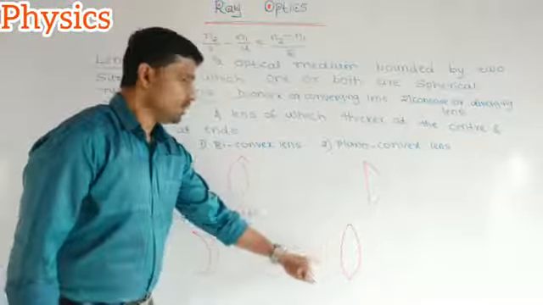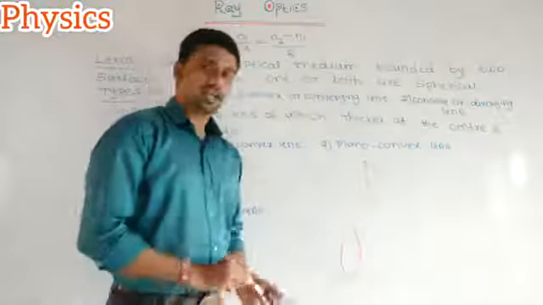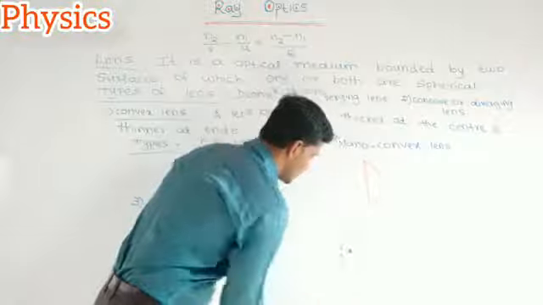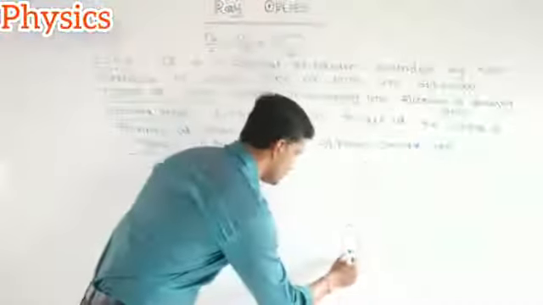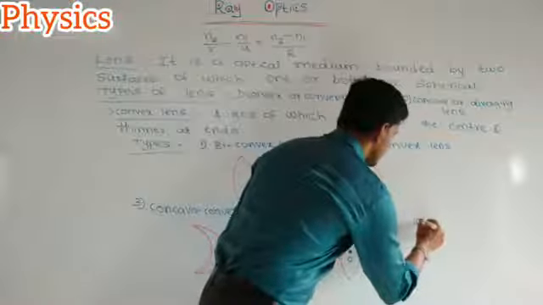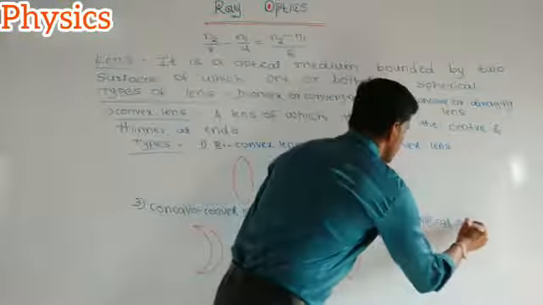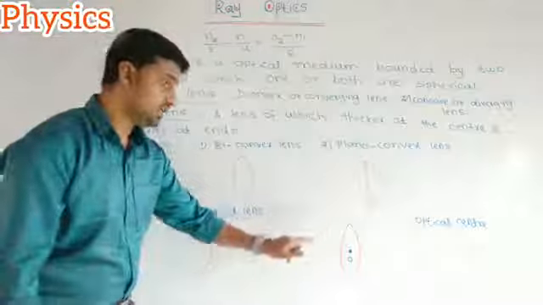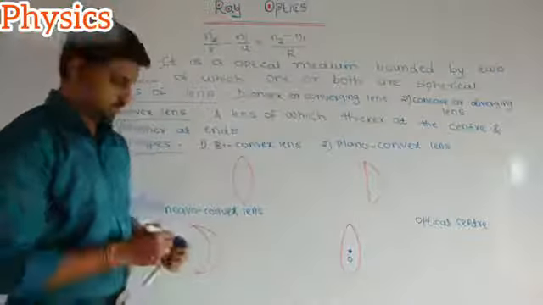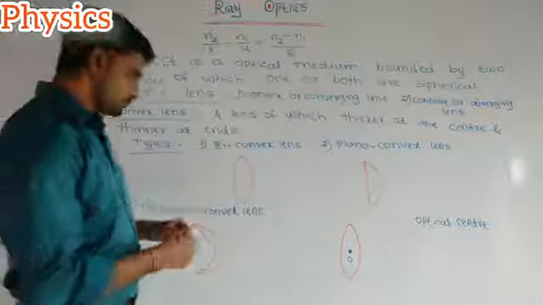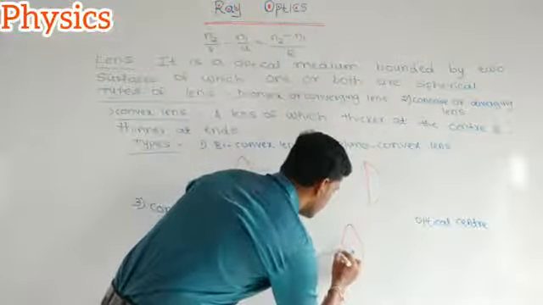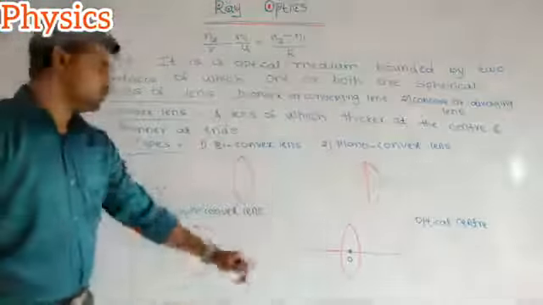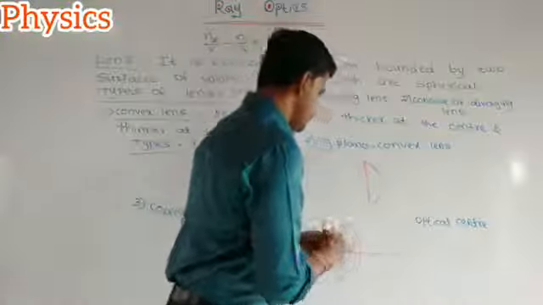Now I took a biconvex lens. This biconvex lens has one central point inside the lens, and that central point is called the optical center. The optical center is the central point inside the convex lens. Now I am going to draw one line passing through the optical center. That line is called the principal axis of this biconvex lens.